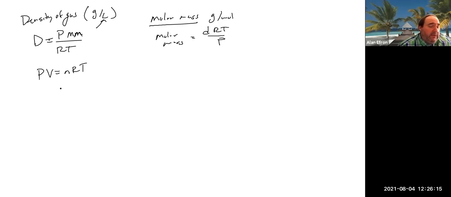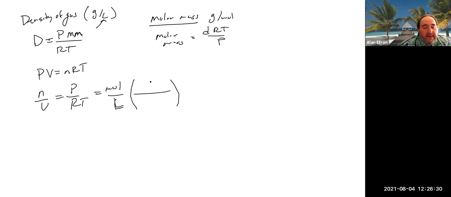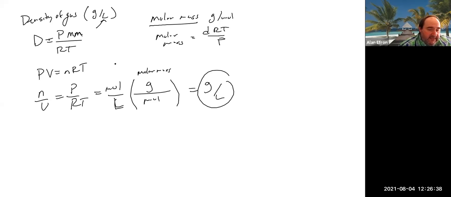You could do some rearranging of the ideal gas law and solve for n over V, for example, which will be P over RT. Remember that n over V is moles over liters, which is the molarity of the gas. At this point, you could use the molar mass and get yourself to grams per liter, which is the density. And that's essentially what this equation does.